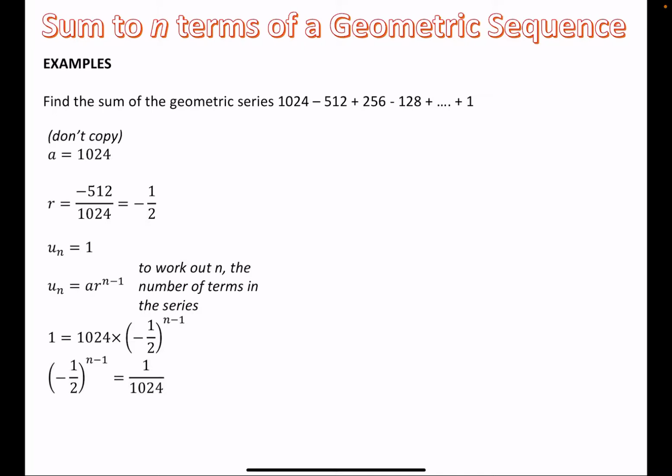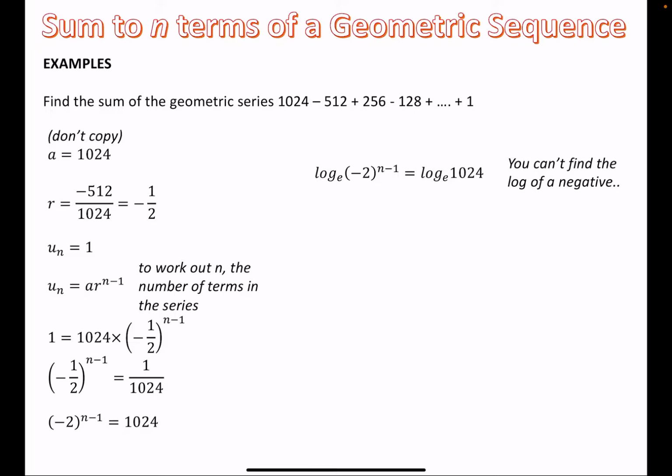So we play around with it a bit. We get minus a half to the power of n minus 1 equals 1 over 1024. And then because they're both 1 over, we can just change them so that they're not. But the problem here is we're going to need to find n by finding the log of both sides, and we can't find the log of a negative. So this just isn't going to work.